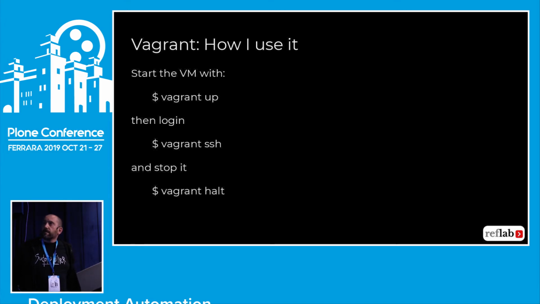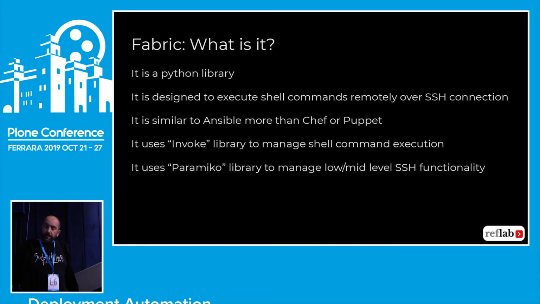Then you can start the machine with a simple vagrant up, and when the machine is up, you can access the shell via SSH with this command. When you are done, you can stop it with vagrant halt.